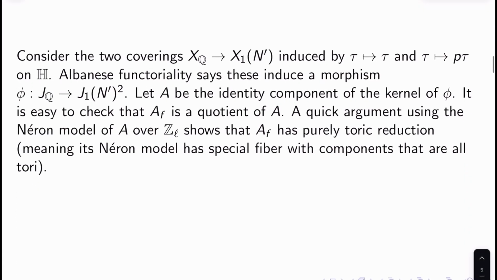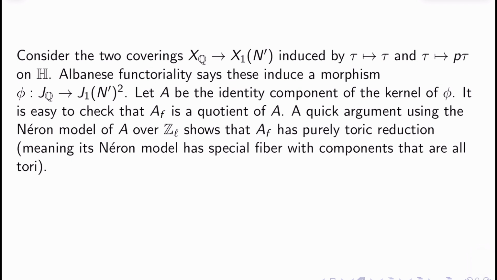So let's prove that. So we'll consider the two coverings from x sub q, so this is our modular curve thought of as an algebraic q curve, to x1 of n prime induced by tau maps to tau, and tau maps to p tau on the upper half plane H. So n and n prime were defined last video over the course of the previous few videos here. So functoriality says that these maps induce a morphism phi from the Jacobian J sub q, so kind of the q model of the associated Jacobian here, to the Jacobian here, J sub 1 of n prime squared, because there are two maps here. We'll let A be the identity component of the kernel of this map phi.